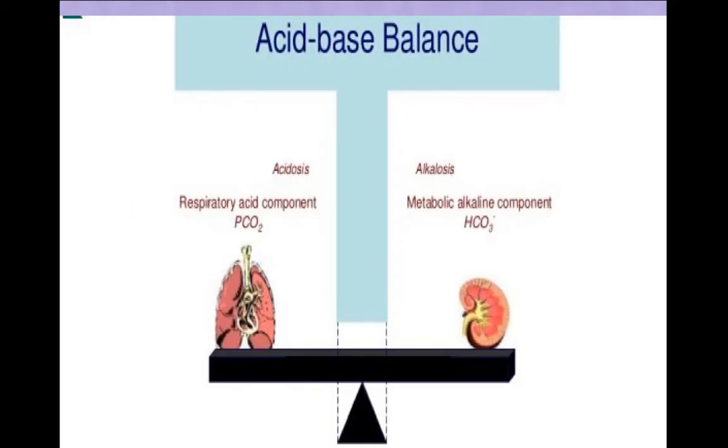Now, for compensation, we need to think of the two systems like friends. Any primary acid base disorder that alters one component will initiate a compensatory response that will alter the other component in the same direction. So, if one increases, so will the other. If one decreases, so will the other. Now, let's try to understand this through an example.